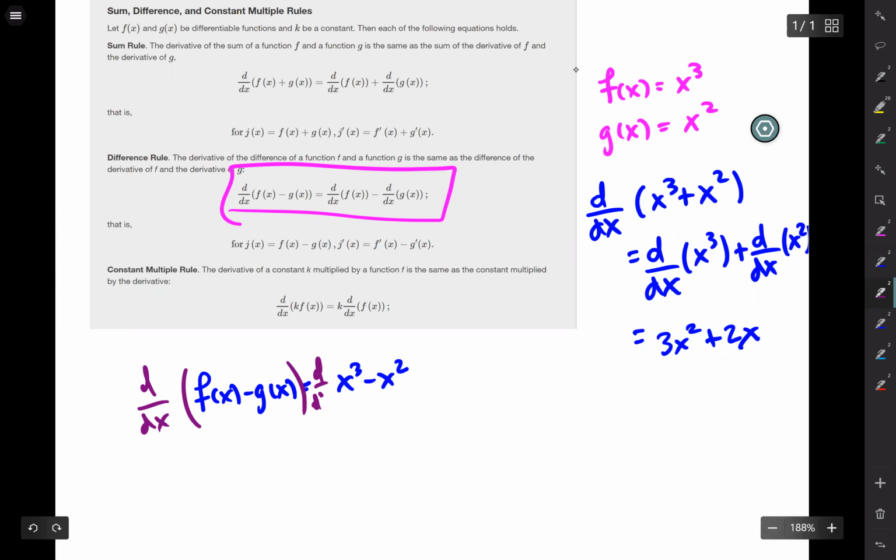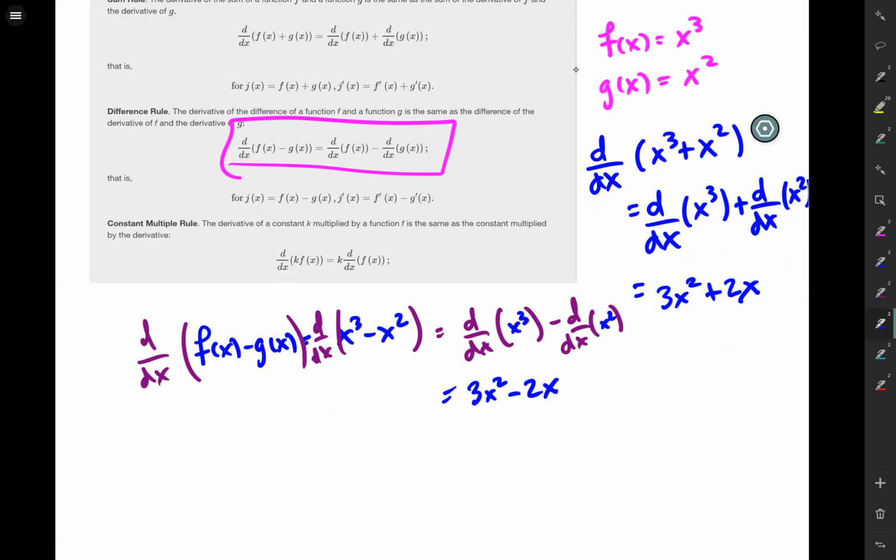so if you're taking the derivative of x cubed minus x squared, that's the same thing as taking the derivative of x cubed minus the derivative of x squared. And so in this case, you get 3x squared minus 2x. Okay, so that's the sum and the difference rule.